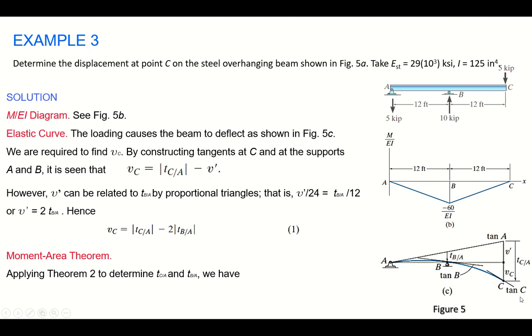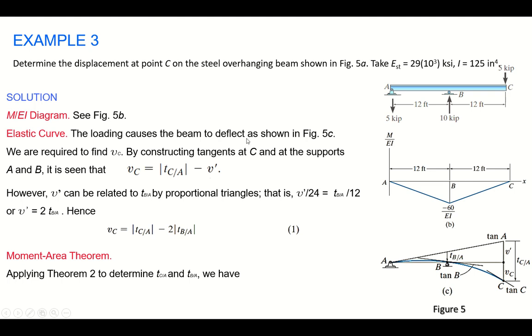This is the tangent at A, this is the tangent at C, and this is the tangent at B, right? And this vertical distance is tangent B by A, and this vertical distance is tangent C by A, and this tangent C by A is equal to mu C, right? Because this is the horizontal line or the original line, and the distance from this line to the deflected point is called mu C, and the distance between the tangent at A at point C and this horizontal is called mu dash, right?